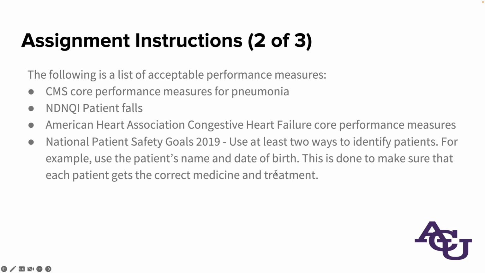All right, so the instructions continue. Here, for this assignment, here's a list of acceptable performance measures. We have the CMS core performance measures for pneumonia, the NDNQI patient falls measure, the American Heart Association congestive heart failure core performance measures, and the National Patient Safety Goals. If you're using those, because the NPSGs are very broad, you want to use at least 2 ways to identify patients. And there's some examples here.